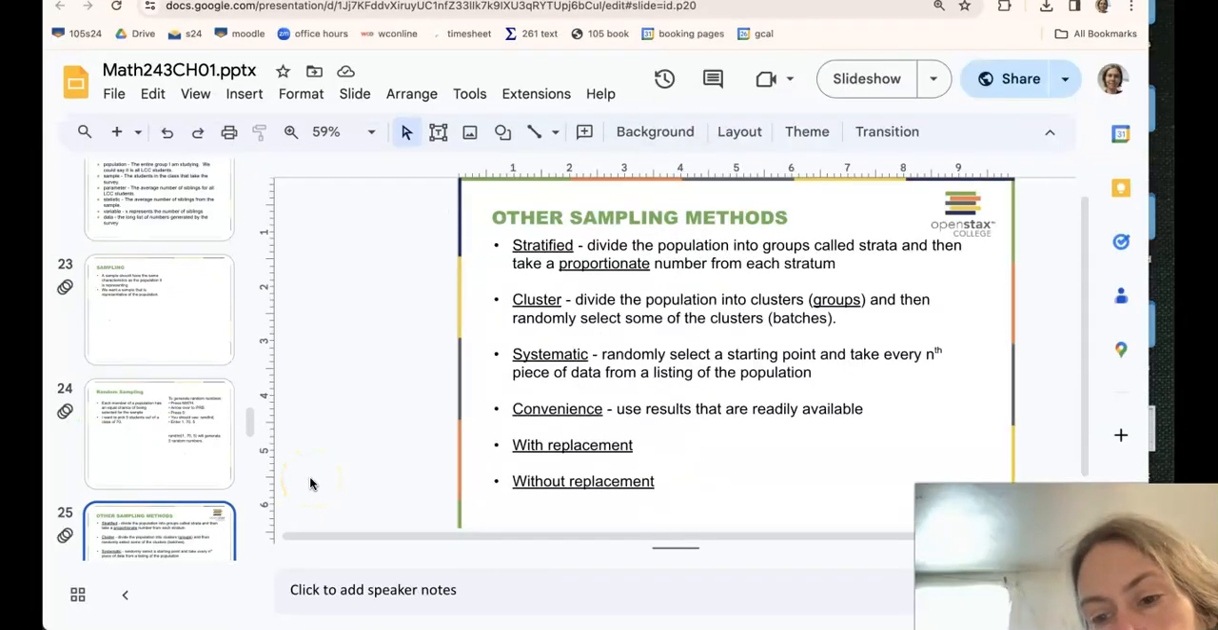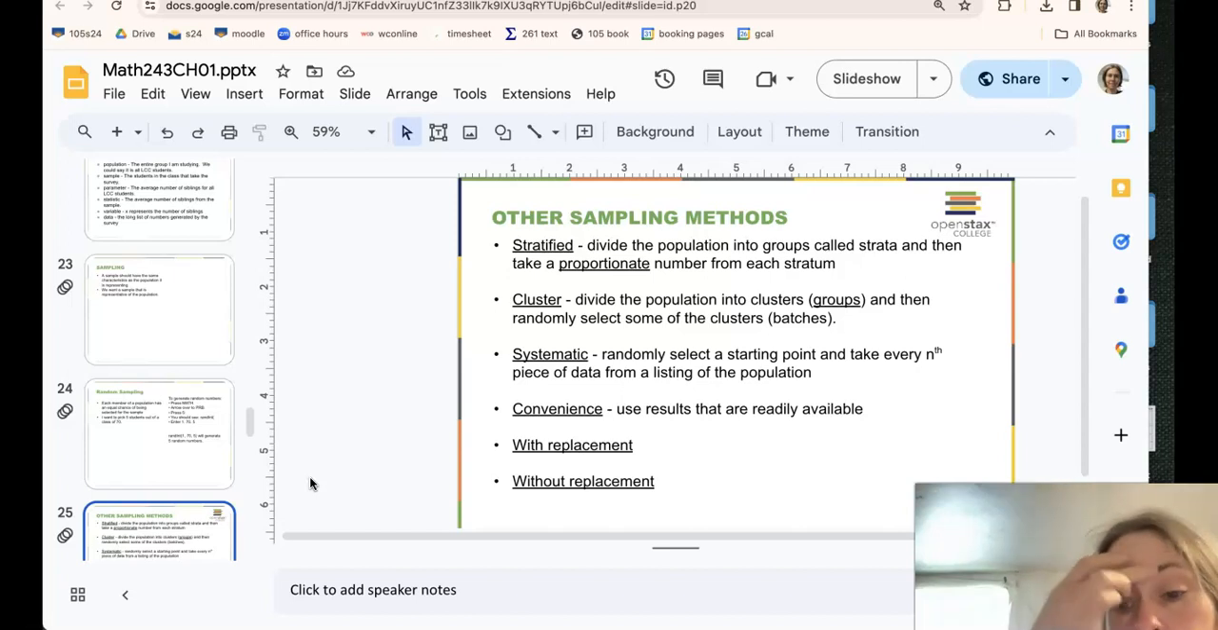So to explain this, I'm going to go back to the example of all LCC students. For stratified sampling, I could divide LCC students into groups called strata, and then take a proportionate number from each stratum. So the example that comes to mind for me is to divide LCC students into all of their majors. And then if I have a really big group of students in a major, I would sample more students from that major, say nursing students.